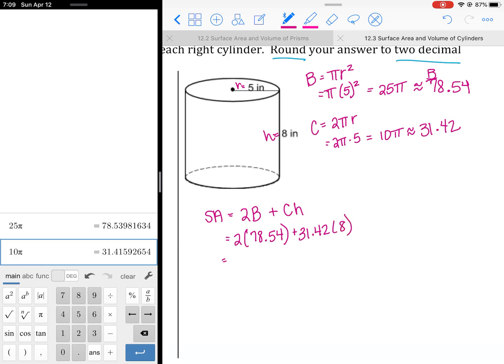So I'm going to carefully type this into my calculator. So 2 times 78.54 plus 31.42 times 8, and I get 408.44. Area is in square units, so this is square inches.